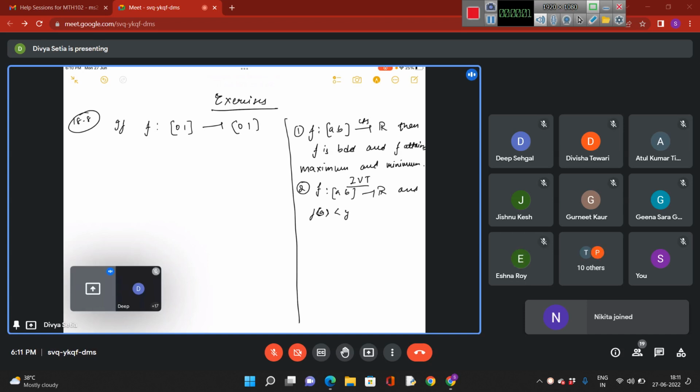f of a is less than y is less than f of b. That means there exists a point which is lying between f of a and f of b. It's a continuous function, so it should have a pre-image. It cannot leave points between f of a and f of b. Every point lying between f of a and f of b should have a pre-image. That means there exists some x naught in AB such that f of x naught is y.